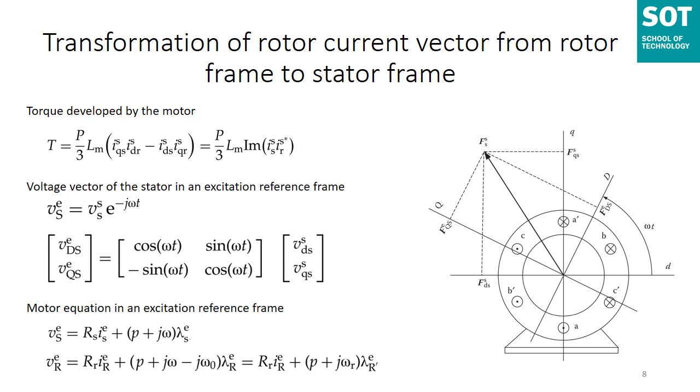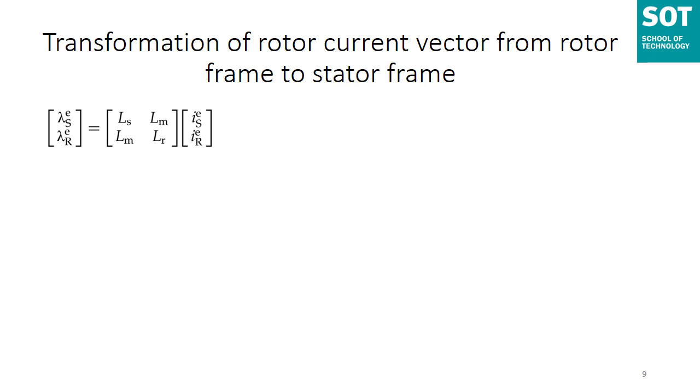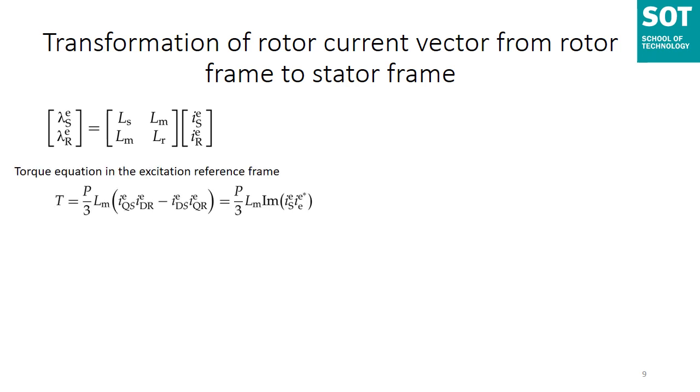Again, the rotor voltage vector is normally assumed to be zero because of the shorted rotor winding. Hence, we get the expressions for the fluxes in matrix form like this. Now the torque equation in the excitation reference frame is similar to that in the stator frame. It is the same expression we have studied up till now, but the only difference is that the d-axis and q-axis quantities are represented as DC quantities.